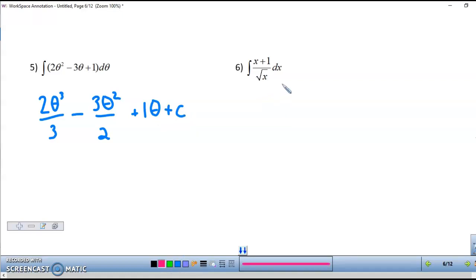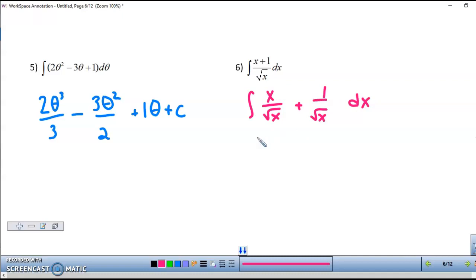This one, instead of going into quotient and product rules like we did with derivatives, some of that exists for chain rule, or for integrals, sorry, and some of it does not. So we're going to be really careful and try to rewrite things as possible. So I'm going to rewrite this as x over radical x plus 1 over radical x dx.